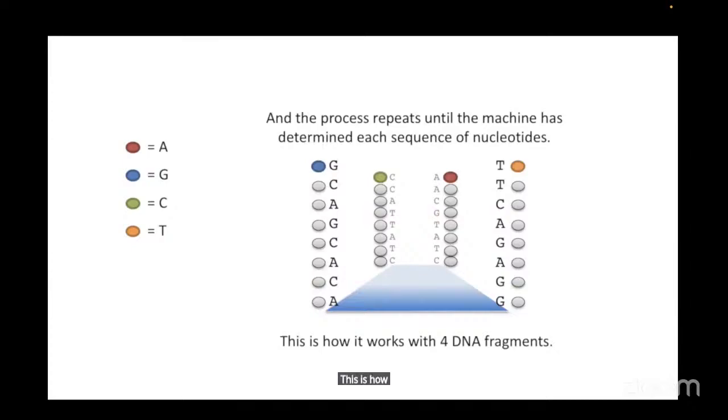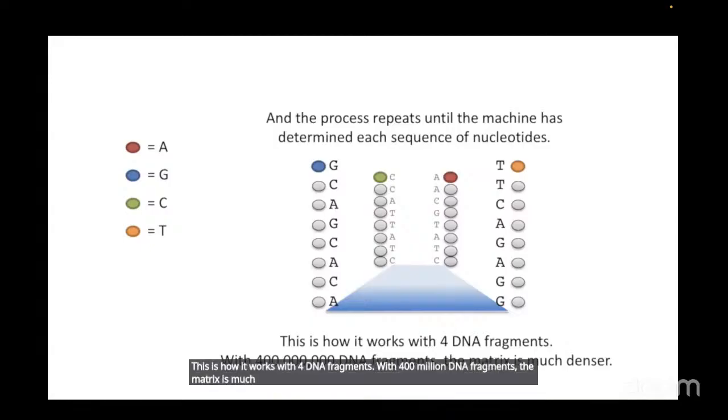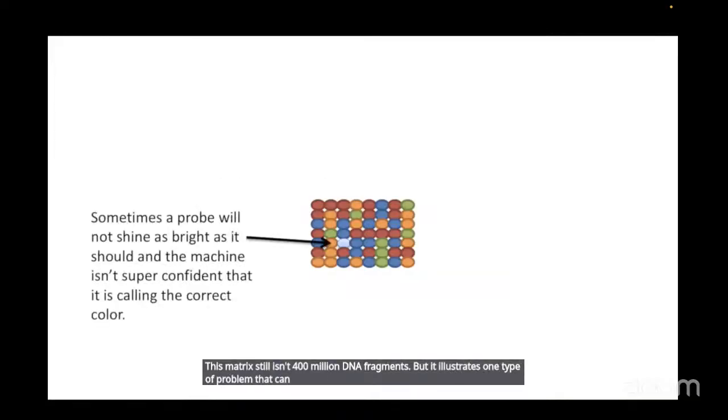This is how it works with 4 DNA fragments. With 400 million DNA fragments, the matrix is much denser. This matrix still isn't 400 million DNA fragments, but it illustrates one type of problem that can occur.